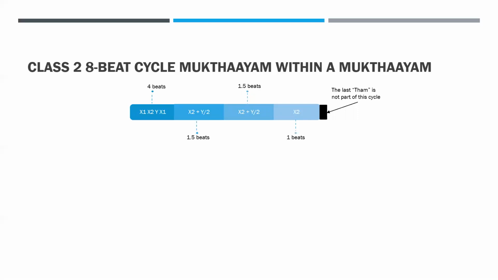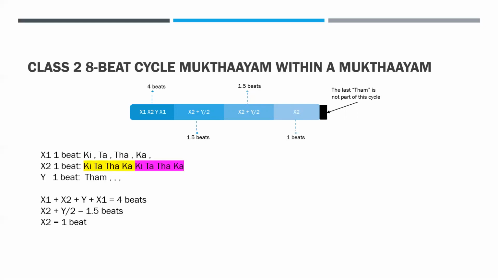So in this Mukthaayam within a Mukthaayam, what you're doing is you are picking the same x1, x2, y as we spoke in class 1. But instead of the first category being 3 beats, you're keeping it as 4 beats. Okay. So x1 is Kitataka in first speed or with Karvai. X2 is Kitataka, saying the same thing with double the aksharams, but in the same time frame. And then the y is Tam.